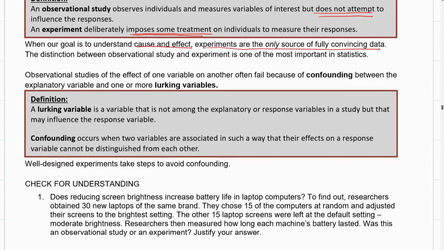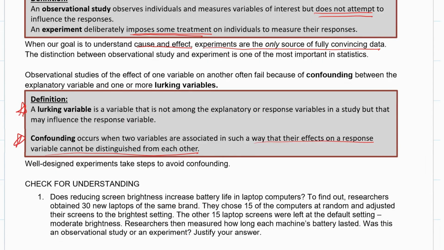One is that there could be lurking variables. A lurking variable is a variable that's not among the explanatory or the response variables in the study, but may influence the response variable. We say a situation is confounding when we have multiple variables that interact in such a way that we can't tease them apart. We can't tell one effect from the other. So watch out, and know that we are going to try to control for these effects by doing well-designed experiments.